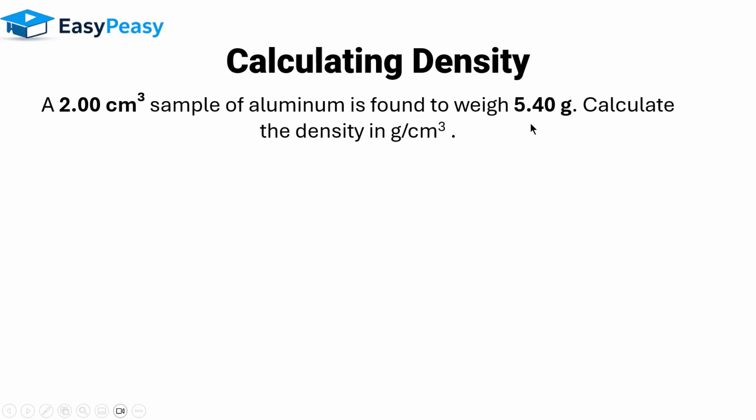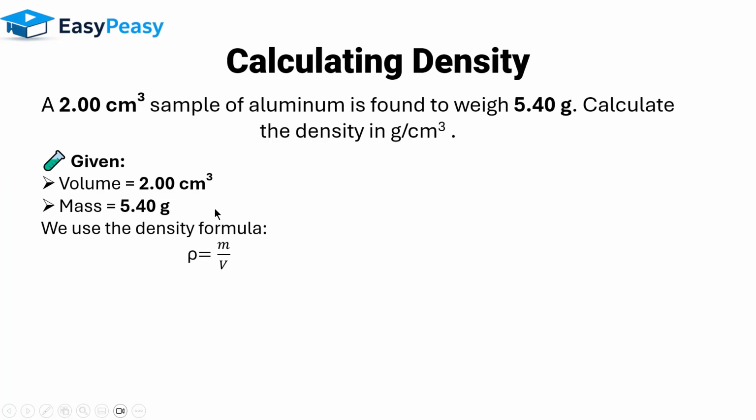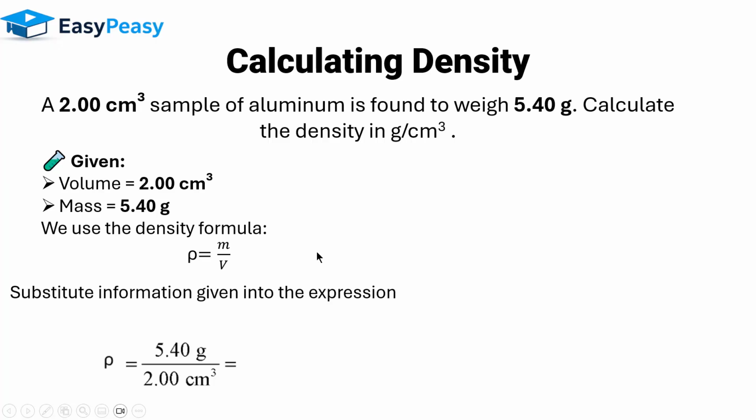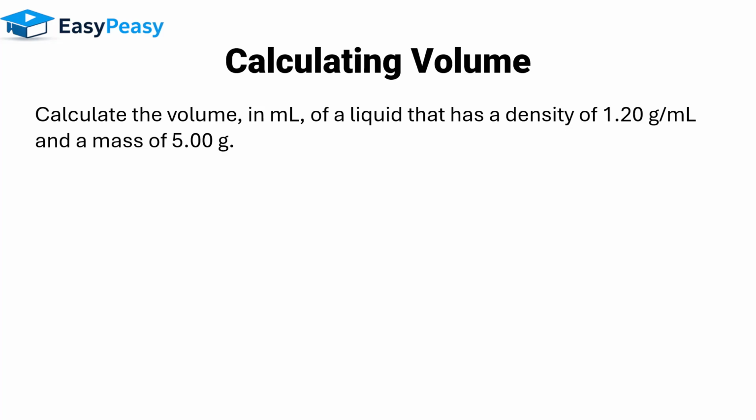So a 2 centimeter cube sample of aluminium is found to weigh 5.40 grams. Calculate the density. So what is given? We have the volume of 2 centimeter cube and mass of 5.40 grams. And we have the formula for density. Just put the values inside the formula. 5.40 divided by 2. And the answer is 2.70 grams per cm cube. Easy.